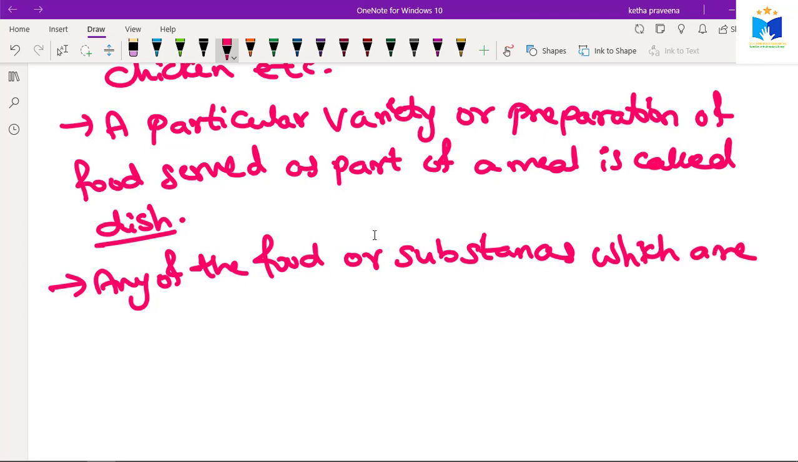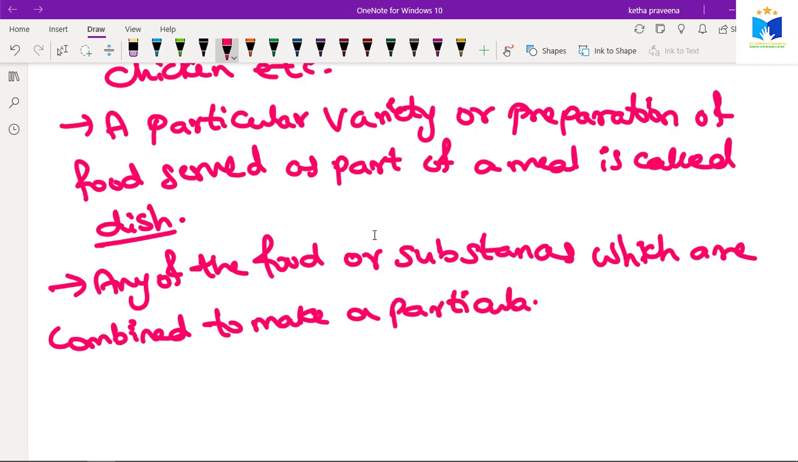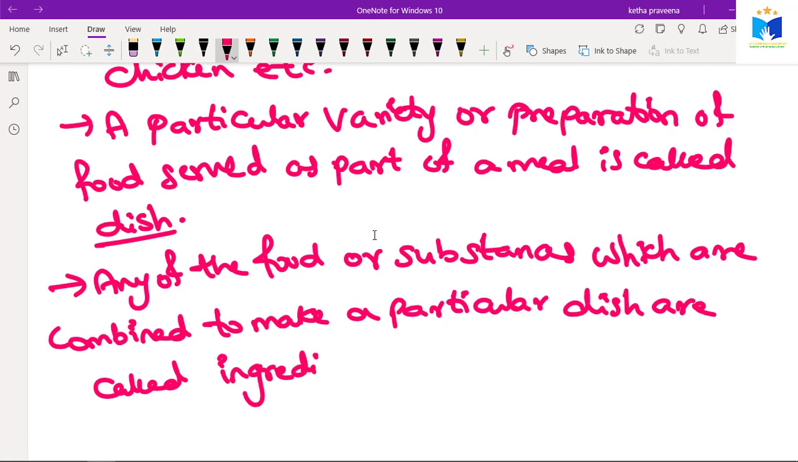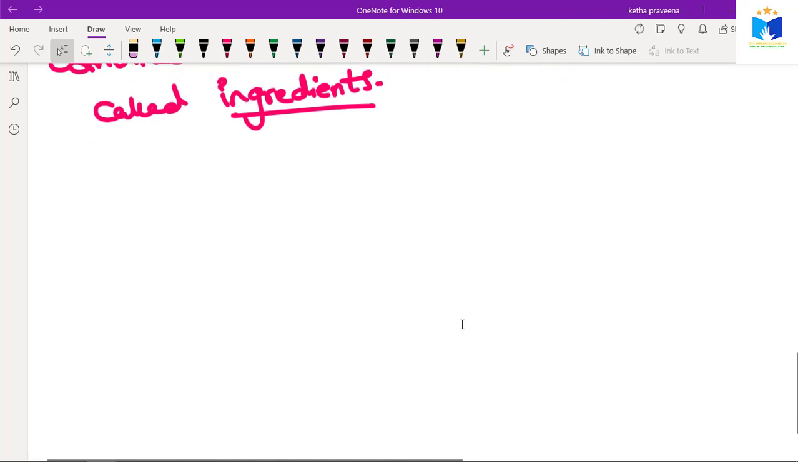Any of the food or substances which are combined to make a particular dish are called ingredients. So what are ingredients? Any of the food or substances which are combined to make a particular dish are called ingredients.